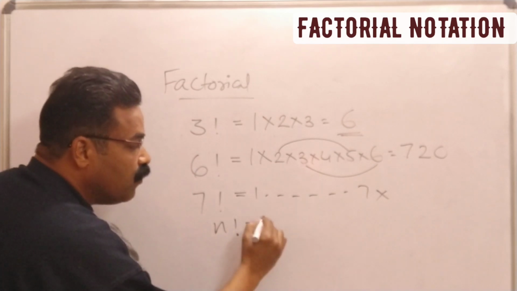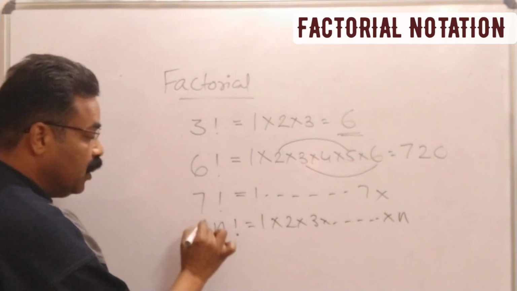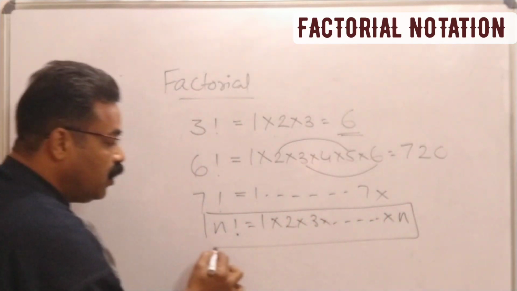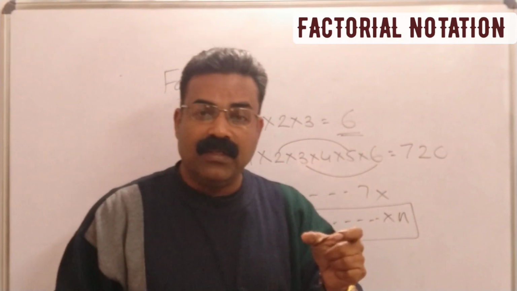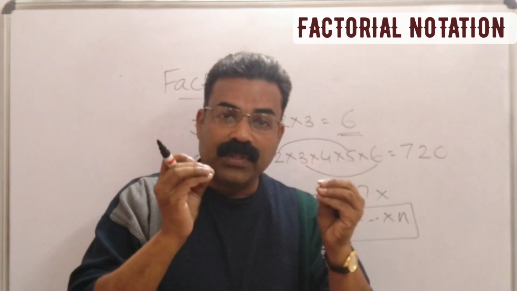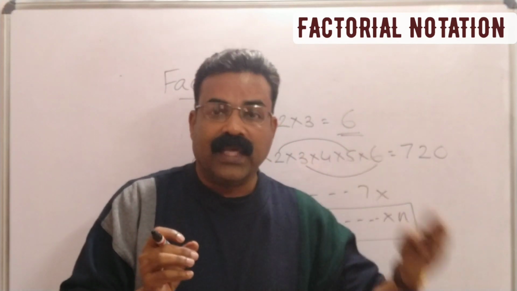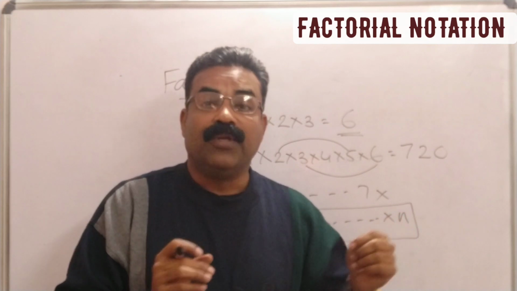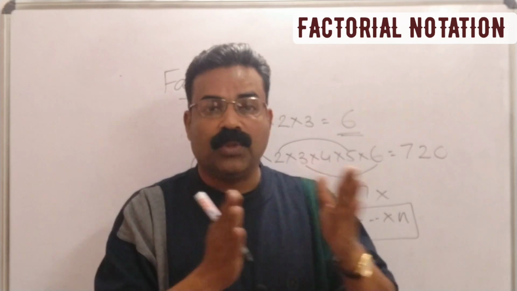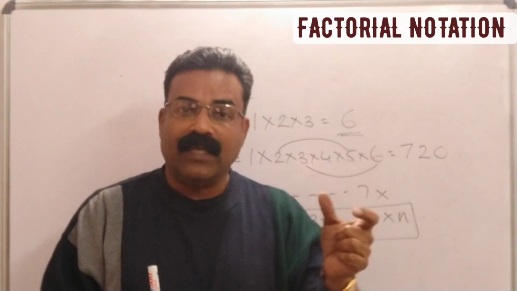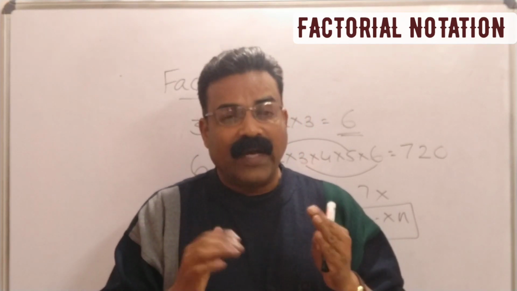n factorial means we have to multiply all numbers up to the given number n. So n factorial is equal to 1 into 2 into 3 into 4 and so on up to n. For any number's factorial, we multiply all numbers from 1 up to that number, whatever is given in your question. If your question has 11 factorial, we multiply all numbers from 1 to 11, and whatever answer comes is the answer for that factorial. So now you are clear on what factorial notation is.